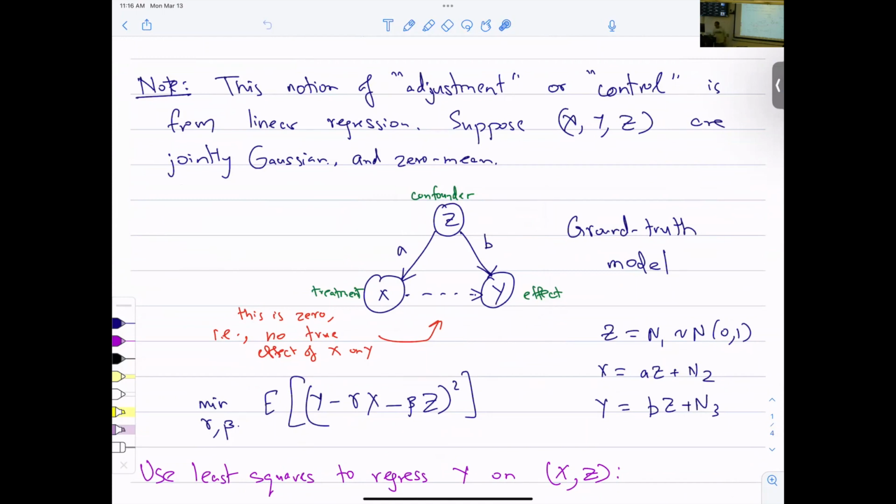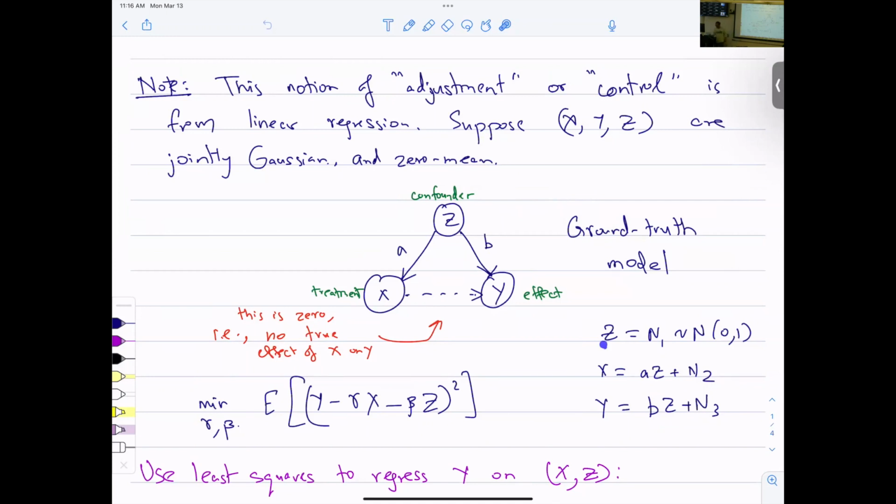Z is an independent Gaussian. So we shouldn't think about a binary treatment and effect. We can now just move to a stylized model. There's a confounder which is a Gaussian. Z is a Gaussian with zero mean and unit variance. X is A Z plus N2, it's a linear model. And Y is B Z plus N3. So N1, N2, and N3 are three independent, identically distributed standard Gaussians.